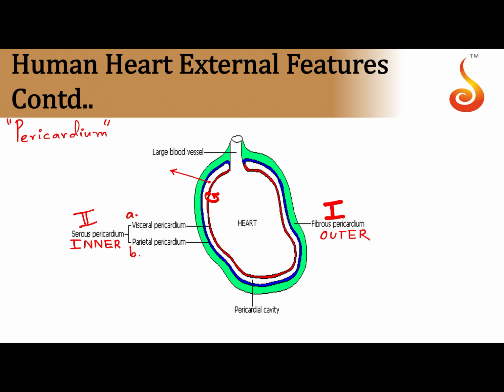Now, whenever your heart is beating in a rhythmic manner, you know that your heart exhibits rhythmic contractile activity. During that time, these membranes can rub against each other, causing wear and tear or tissue damage, and that is prevented by the pericardial fluid that fills the space between the parietal and the visceral layers of serous pericardium. So the serous pericardium is the one that holds this fluid that is referred to as the pericardial fluid.